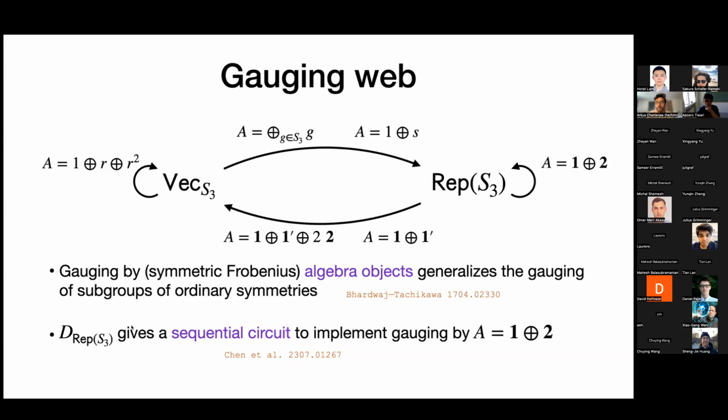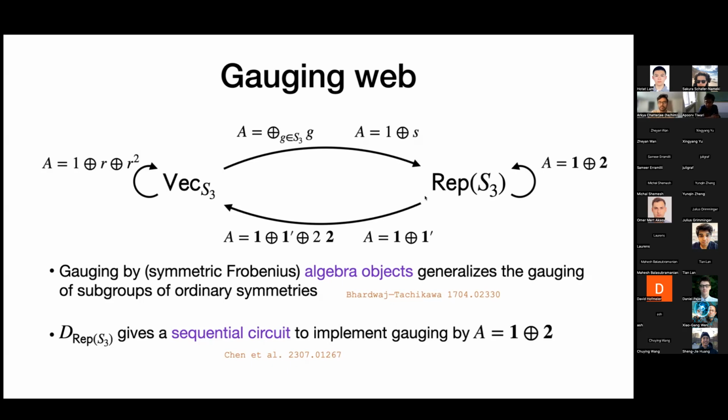And we claim that our D Rep S3 is a way to implement this gauging in our lattice model via a sequential circuit, which is sort of borrowing some ideas that these authors here developed about transformations that map different gapped phases associated to a particular symmetry to each other. So in that sense, this is indeed a sequential circuit that maps different phases of a Rep S3 spin chain model.